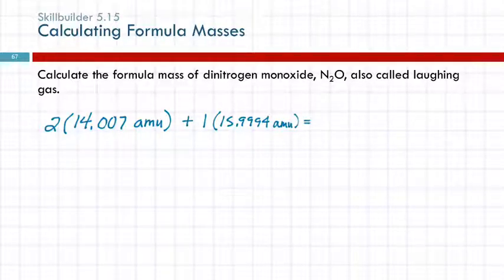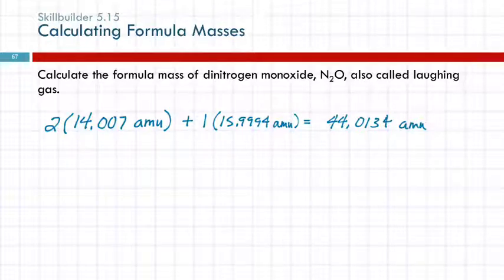And we add those up. Two times 14.007 plus 15.9994. So 44.0134 atomic mass units.